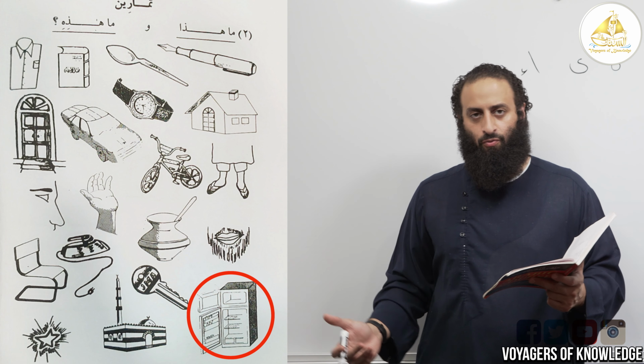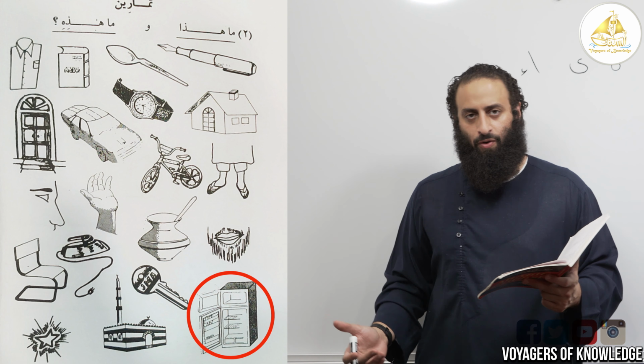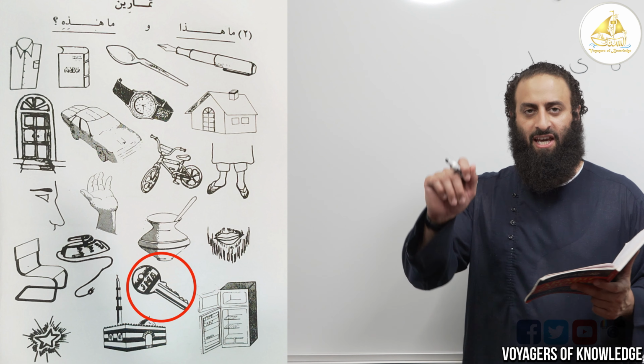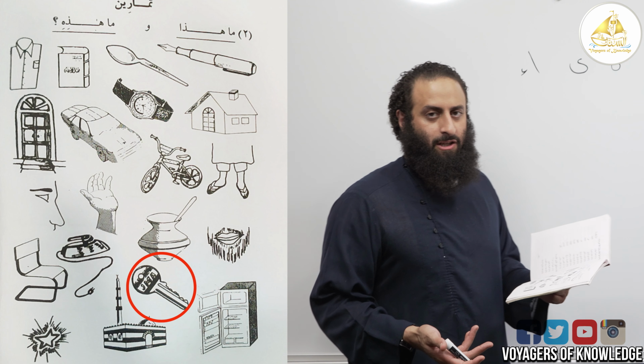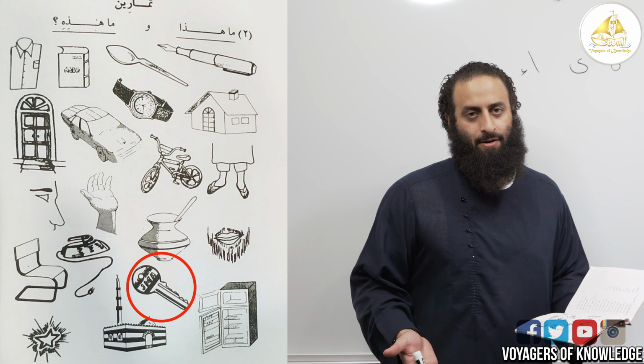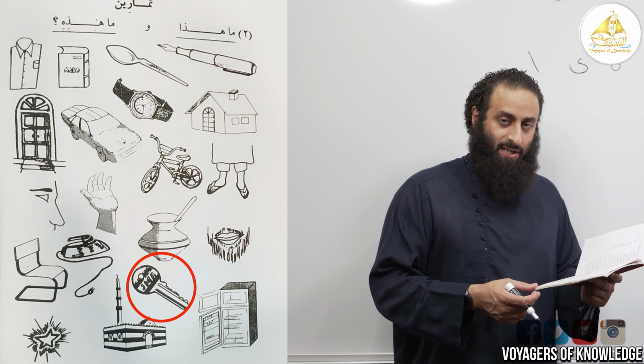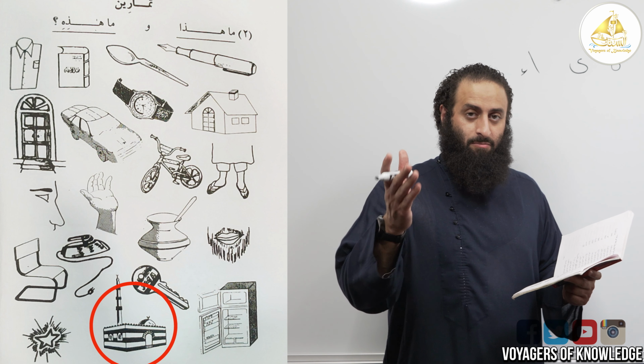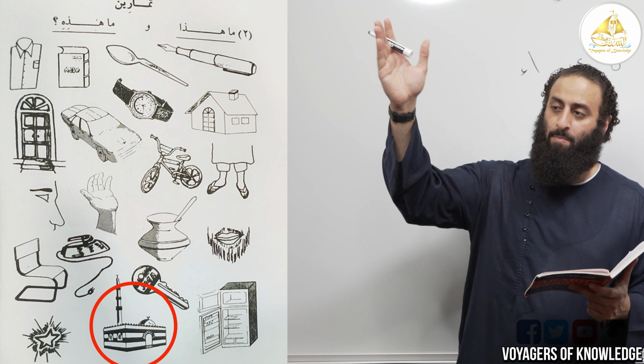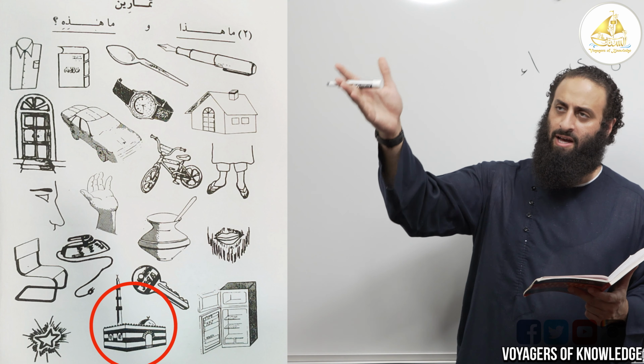Next we're going to go to the refrigerator and we say ما هذه, هذه ثلاجة. ما هذه, هذه ثلاجة. After that we have a key. Key is masculine, صح? It's مذكر. You say ما هذا, هذا مفتاح. This is a key. After that we see the mosque. You point to it. You say ما هذا, هذا يا أخي العزيز مسجد.